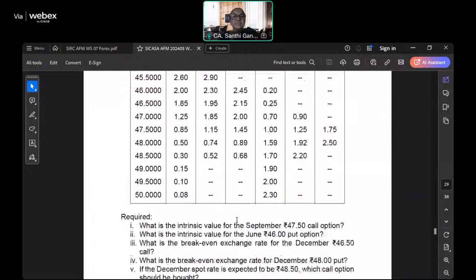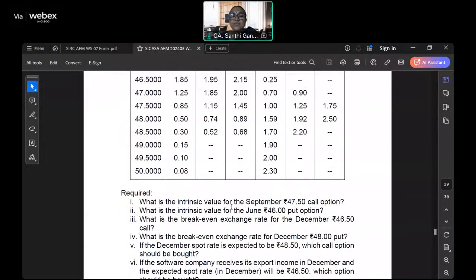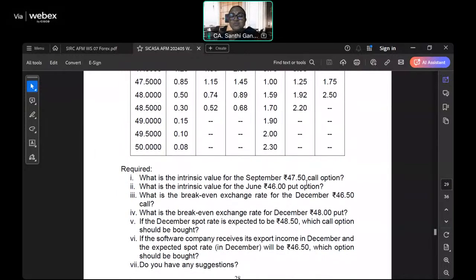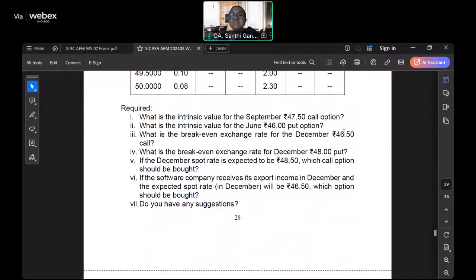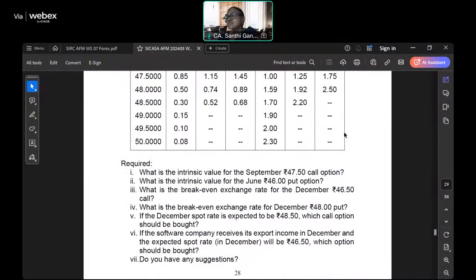Okay. Now, let us see a problem in foreign currency options. What is the intrinsic value for the September 47.5 call option, for June 46 put option, break-even exchange rate? Yesterday also we discussed how to find break-even for a call, how to find break-even for a put. Which call option should be bought? And again, next, which option should be bought? Do you have any suggestions?